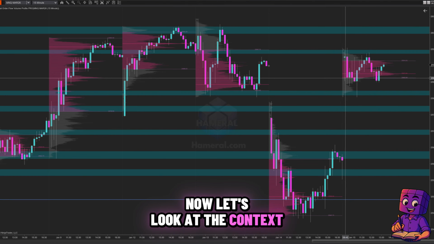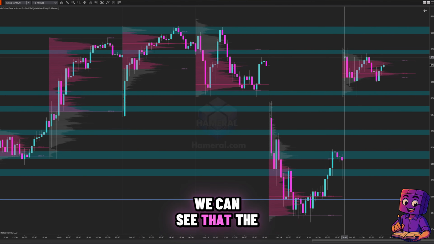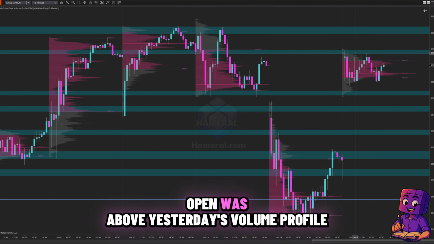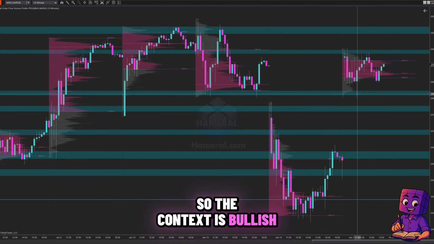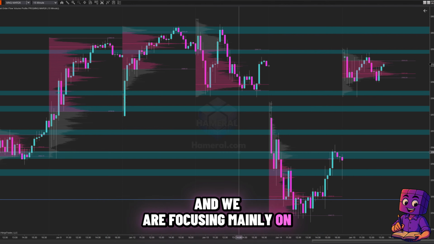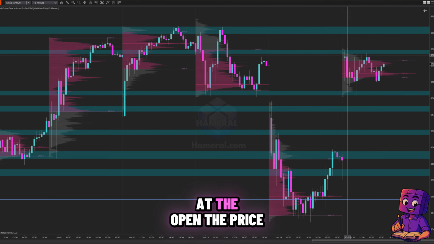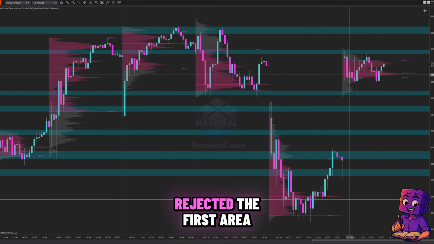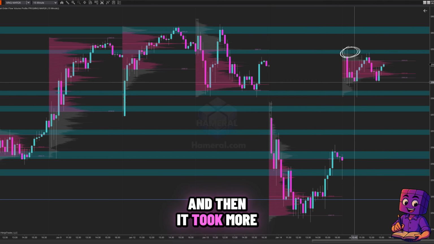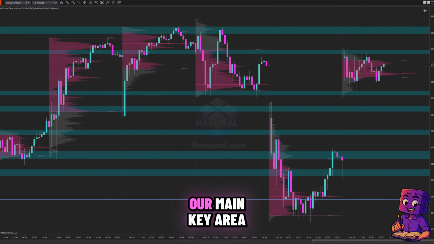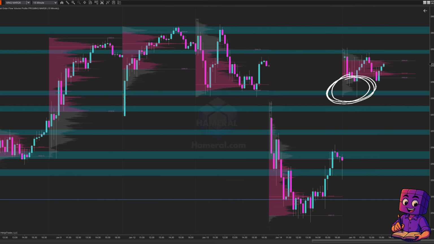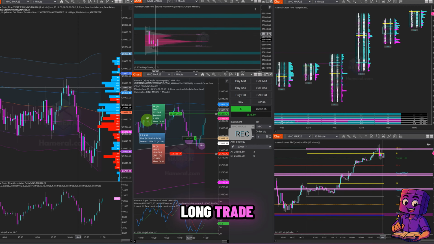Now let's look at the context. We can see that the open was above yesterday's volume profile, so the context is bullish, and we are focusing mainly on buy trades. At the open, the price rejected the first area, and then it took more than 1 hour to reach our main key area, where we were waiting for a long trade.